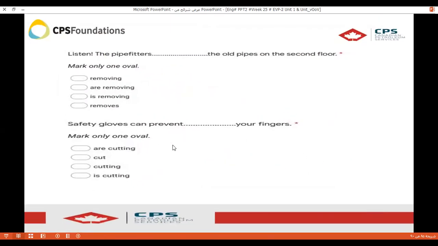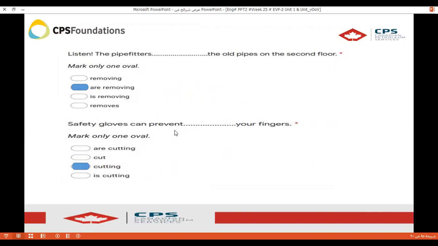Now let's move on. Here, the pipe fitters are removing. Listen, it refers to something that's happening now. So that's present continuous. The pipe fitters are removing the old pipes. Happening now, you have to use present continuous.